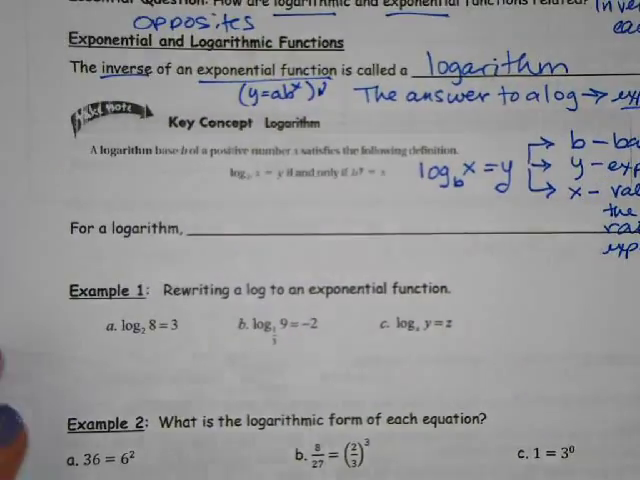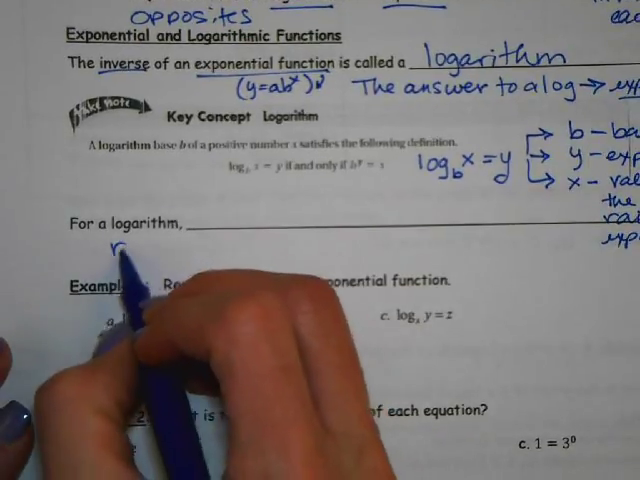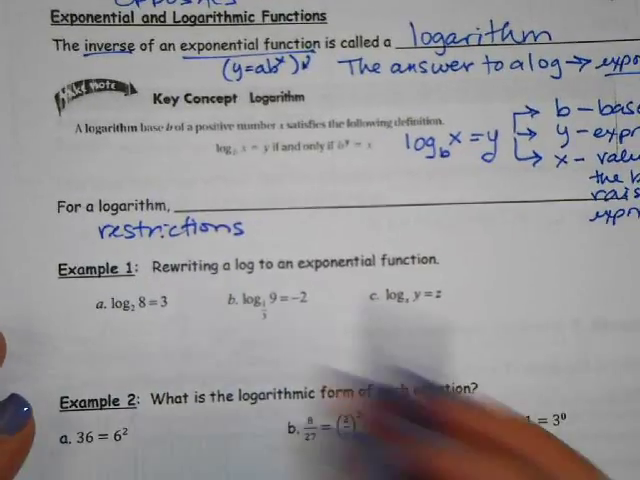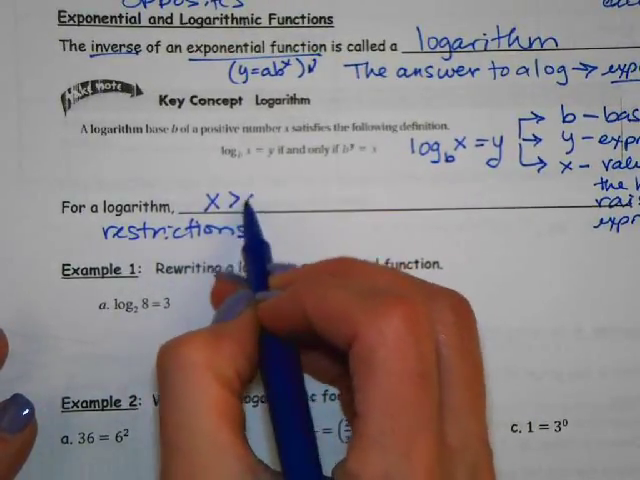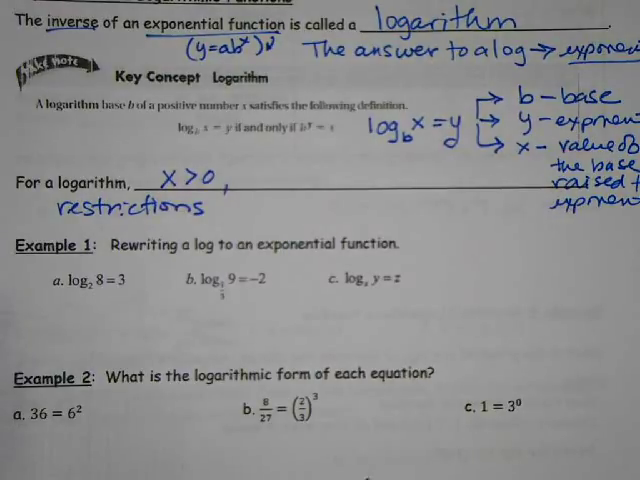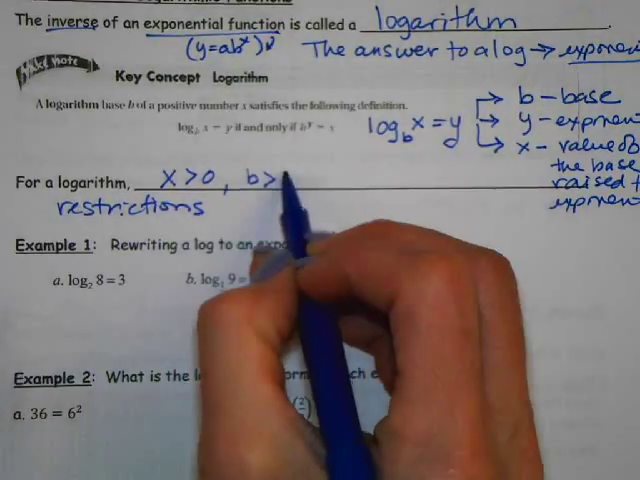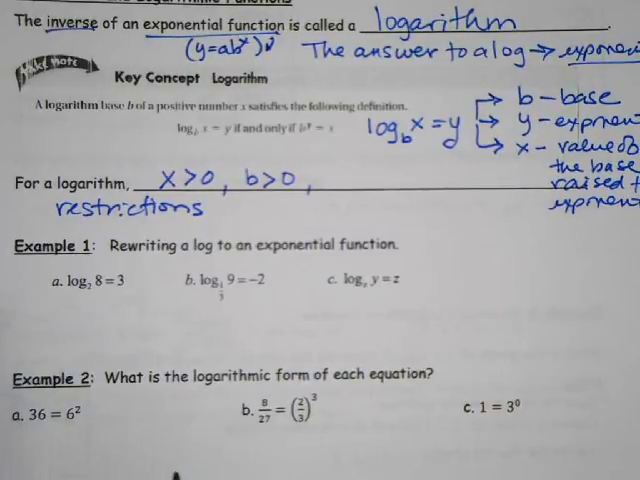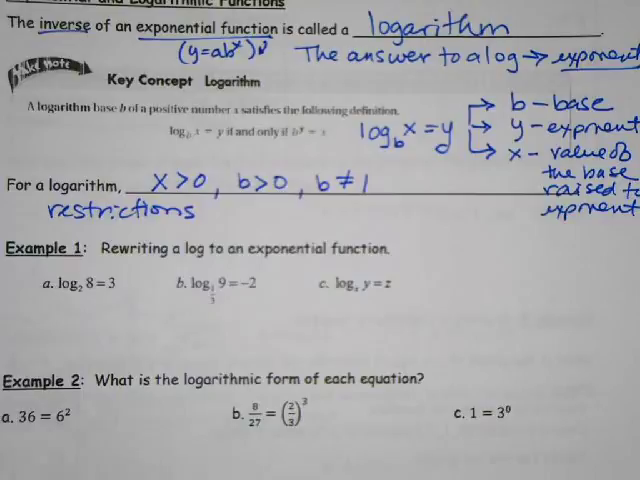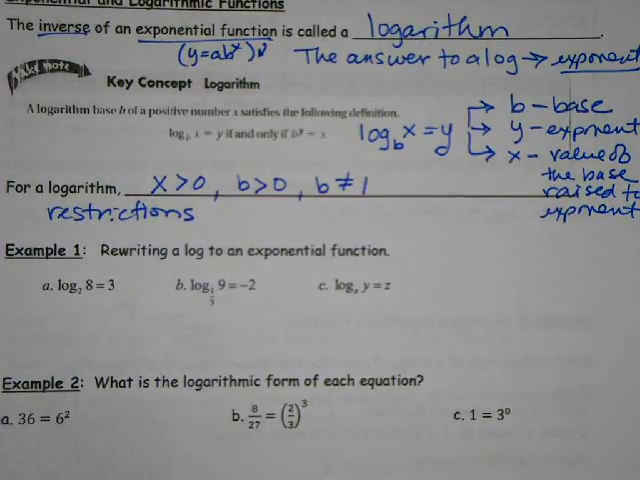All right, so now, a couple of restrictions. We do have some restrictions on what each value can be. X always has to be greater than 0. B always has to be greater than 0. And B cannot be 1. There are just some restrictions, and we'll look at how those work in just a little bit.